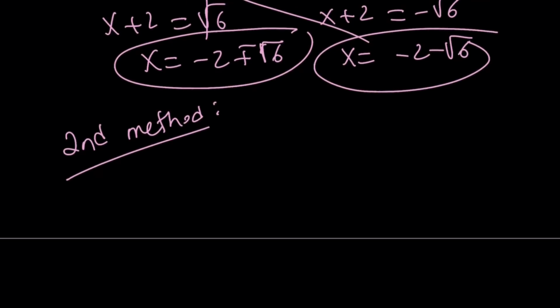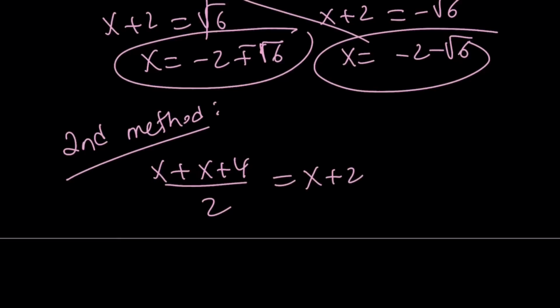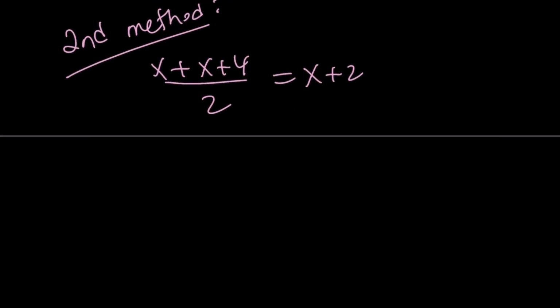So, second method is about what? Shortness. Okay, it's pretty short. So first of all, I want you to note that x plus 4, remember we had x and x plus 4 at the bottoms, divided by 2 is x plus 2. That's interesting. So we have averages here. Yay, that's cool. So here's what we're going to do.